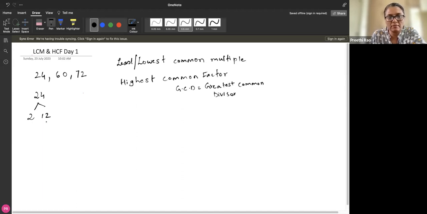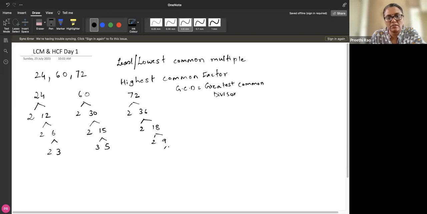24 is 2 taken 12 times, 12 is 2 taken 6 times, 6 is 2 taken 3 times. Yes. And 60 is 2 taken 30 times, 30 is 2 taken 15 times, 15 is 3 taken 5 times. And then when I have to do 72, it is 2 taken 36 times, 2 taken 18 times, 2 taken 9 times. So I stop when I reach a prime number. Yes.